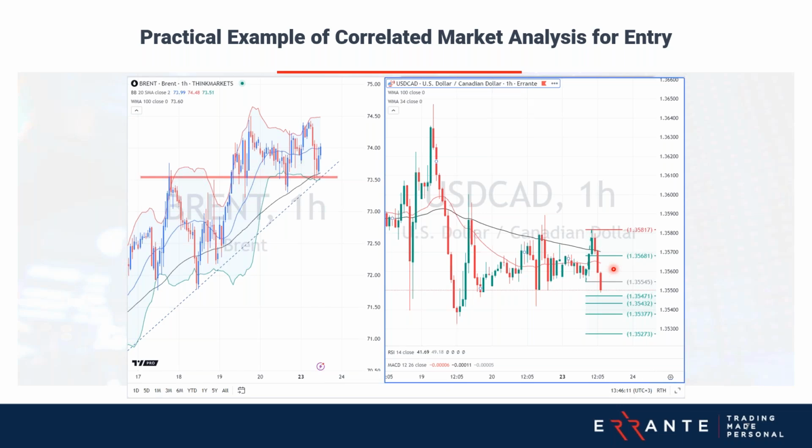But we see USD CAD is highly correlated with the price of oil because the Canadian economy is heavily reliant on oil exports. When oil prices rise, the CAD tends to strengthen, pushing USD CAD lower. So the pair is trading below its moving averages, signaling further downside potential, with support level indicated by Fibonacci projections down to 1.3527.